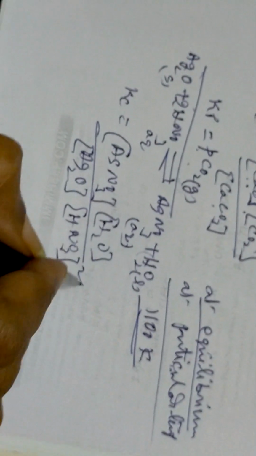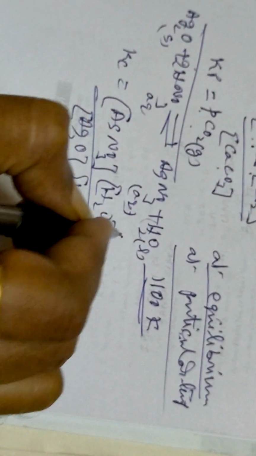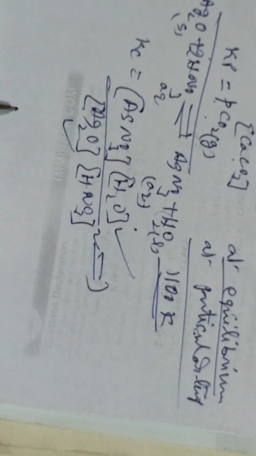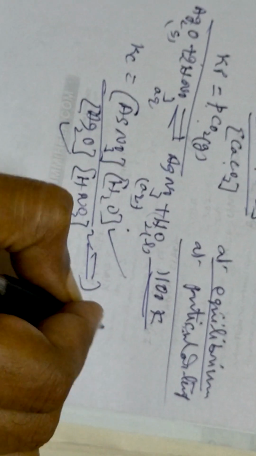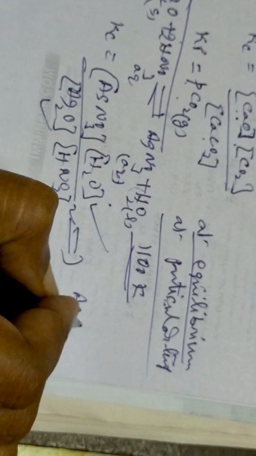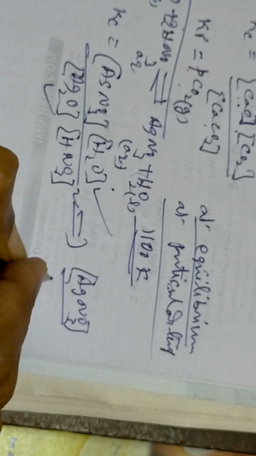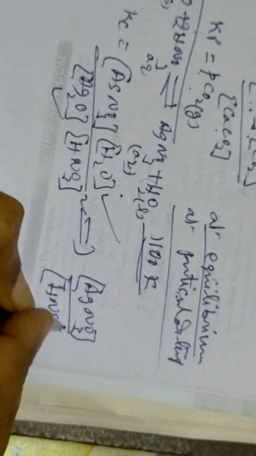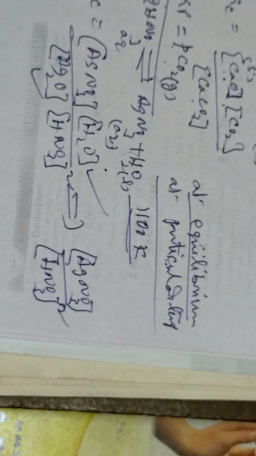But what am I writing? H2O I am omitting because it is a liquid. Silver oxide I am omitting because it is a solid. Finally, only these two are available: silver nitrate aqueous and HNO3 aqueous squared, where it is at equilibrium, at a particular temperature and pressure.